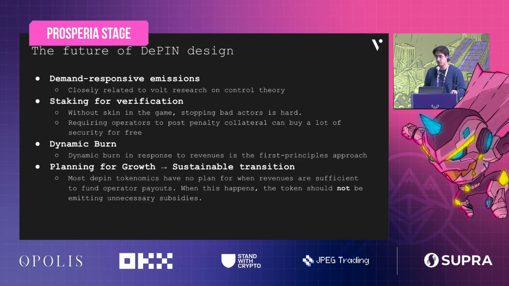And then planning for growth. Once you reach that level where revenues are starting to sustain your infrastructure, you should change the way that your emissions work. No DePIN protocols actually have this written into their tokenomics. They have an infinitely inflating supply. So planning for that and rushing towards that as fast as possible is the best way to create a sustainable DePIN network. Because after that, you can change your tokenomics to actually accommodate the fact that you have revenues and you don't need to overinflate and create these really volatile token price actions.